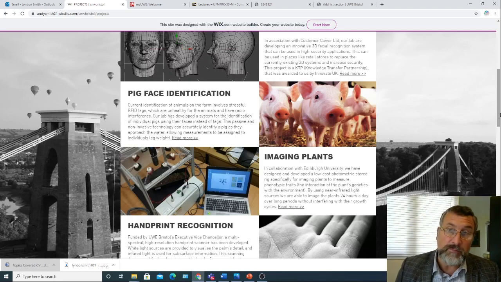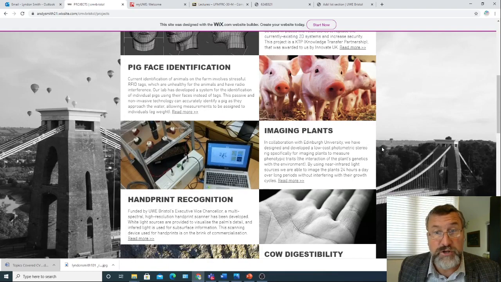Because if you identify them by looking at their faces, which is difficult for us to do, but not so difficult for a computer when it's trained for it with deep learning, you can avoid having to use these tags, thereby reducing the suffering of the animal, and also determine whether the animal's in distress, which helps with its welfare. Another big area we've got is imaging plants.